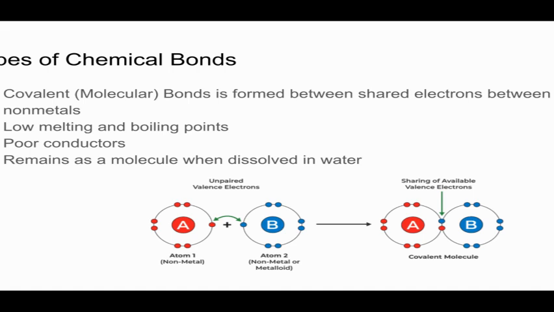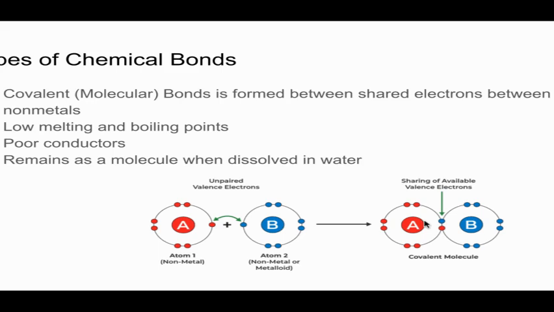If I put sugar in a pan on a stove, it melts pretty quick. They're poor conductors because there are no true charges in a covalent bond. And if I dissolve sugar in water, it remains as a molecule. It's going to stay connected to each other whenever I put it into the water. It does not separate out like an ionic compound does.